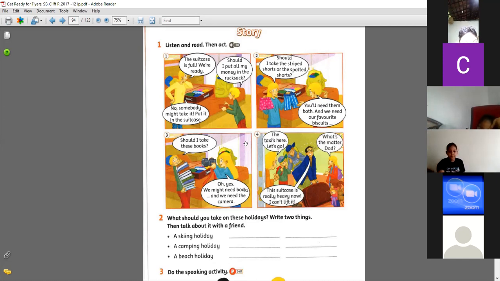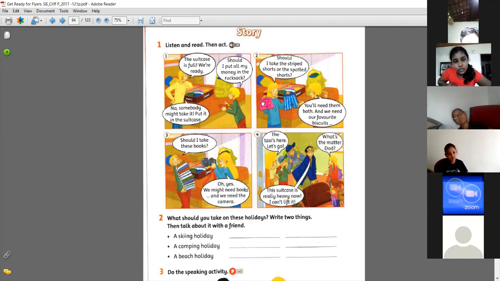Next one, should I take the striped shorts or the spotted shorts? Striped means mehema iri tiyana short ekata kiyana apada striped kiyala. Spotted ekata kiyana api dots tiyana eka kiyala. So you can see there are two different shorts are here. You will need them both and we need our favorite biscuits. Ewa okkoma ganna kiyalath kiyenawa and favorite biscuits.